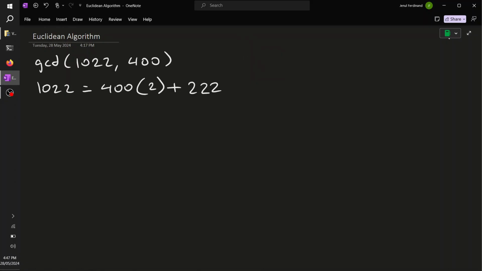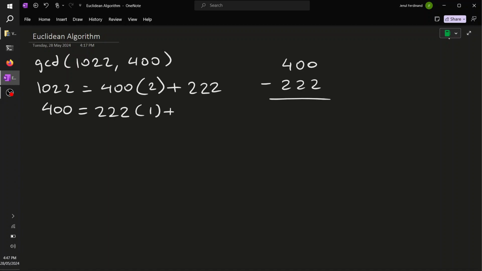Now the next step is to put the 400 on the left side of the equals sign and the 222 on the right side of the equals sign. So 400 goes here and 222 is here now. 222 goes in 1 time into 400, and to figure out the remainder we can do 400 minus 222.